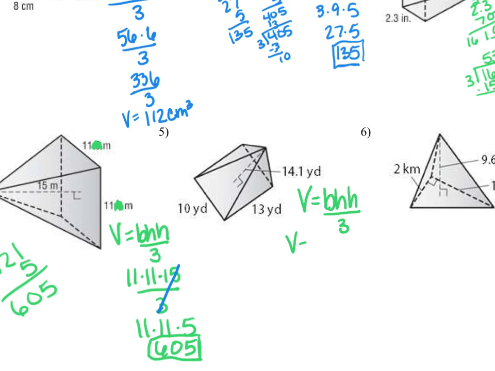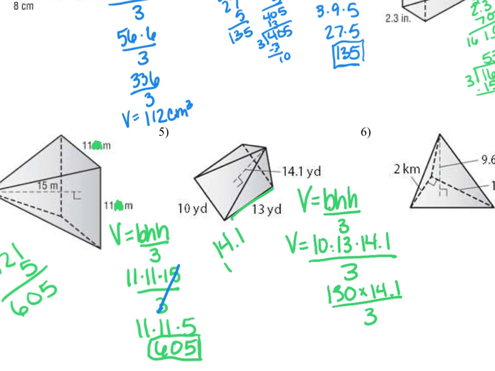Okay, so right here, my base is going to be 10. My height is going to be 13. My other height is 14.1. Okay, there's nothing that I can divide simply. So I'm just going to say 10 times 13, which is 130. So I'm at 130 times 14.1. So 14.1 I'm going to put on top and 130 on bottom, and I do that because I have a 0, and so that kind of leaves me less to work with.